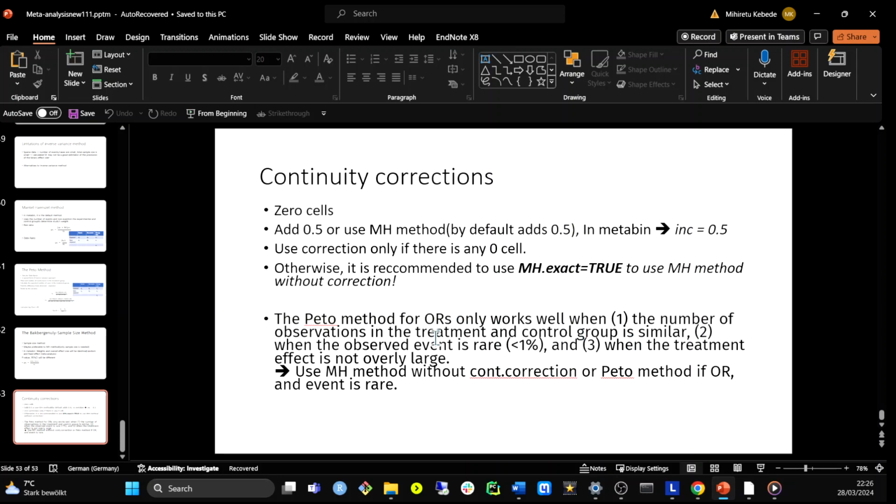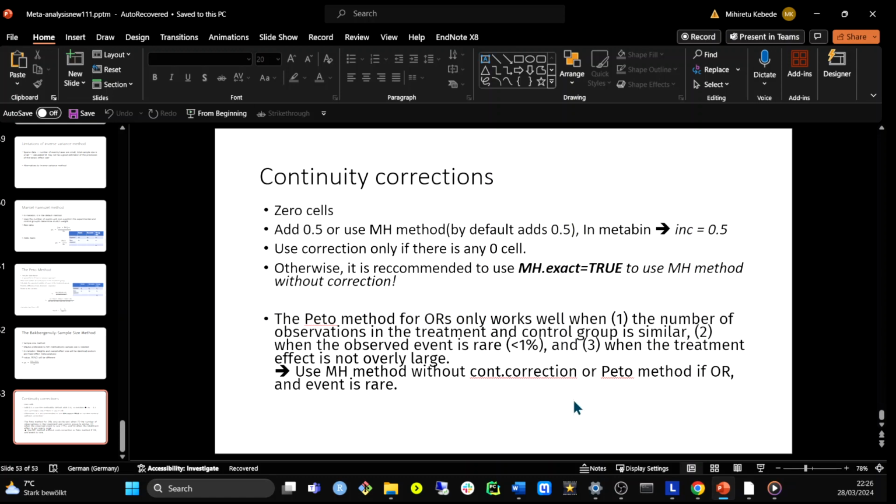Or if the event is rare, let's say the prevalence of the disease is only 1%, or let's say 2-5 cases per 100,000 population, then you can use the Pareto method. And when the treatment effect is not overly large. If you have an overly large treatment effect, then the Pareto method will not be a good choice. But if the treatment effect is not overly large, then the Pareto method is a good choice. And if the event is rare, as I said, you can use it.